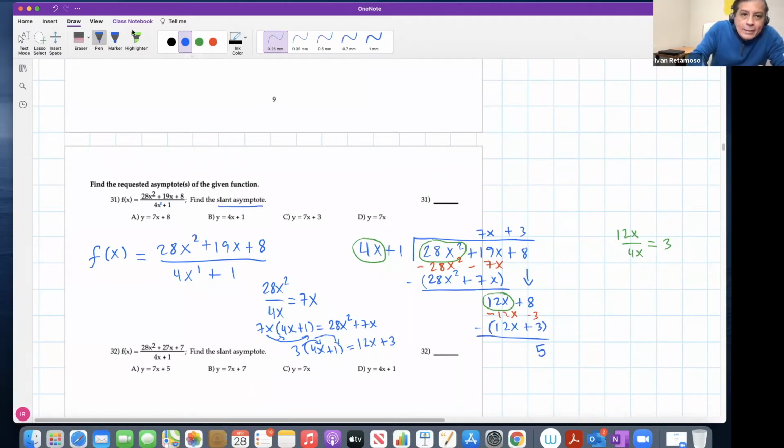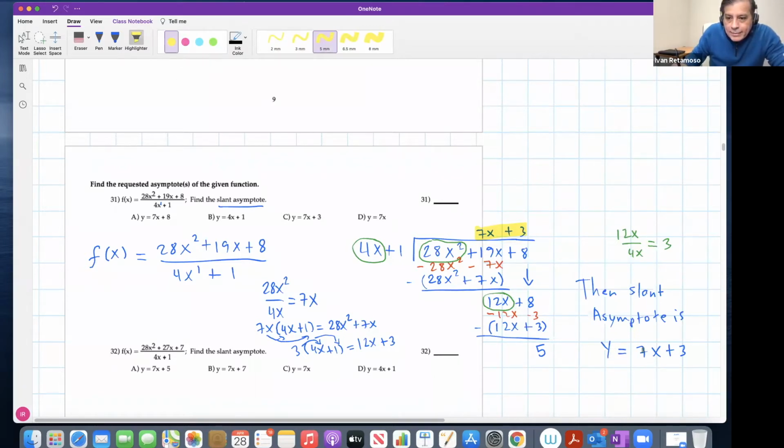What is relevant is this guy. So pay attention to this. This tells you that the slant asymptote is given by this equation. Y equals this guy, 7x plus 3. The quotient, no matter what the remainder is, doesn't matter. What matters is the quotient. The quotient determines the slant asymptote, right? So that's it, right? Follow, guys?